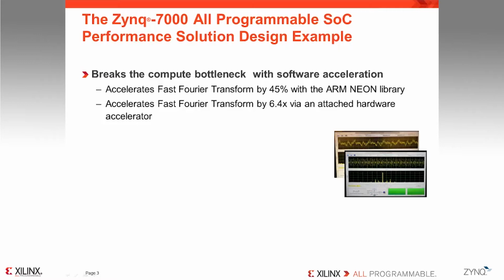The Neon instructions are single instruction, multi-data, and in this example, enable the floating point FFT to be processed 45% faster. Even higher performance can be obtained with integer vector instructions, where 4 or 8 integers may be processed in parallel. For even greater acceleration, the design demonstrates how the FFT may be processed via a hardware accelerator located in the programmable logic, showing 6.4 times acceleration compared to the software FFT.